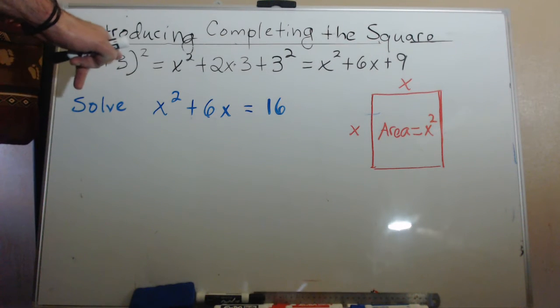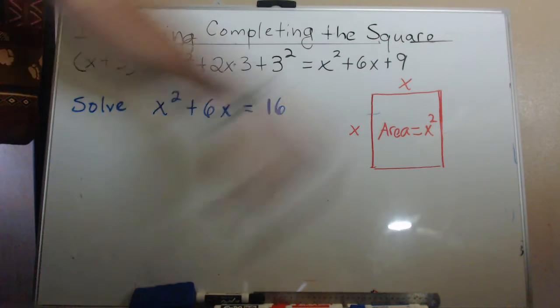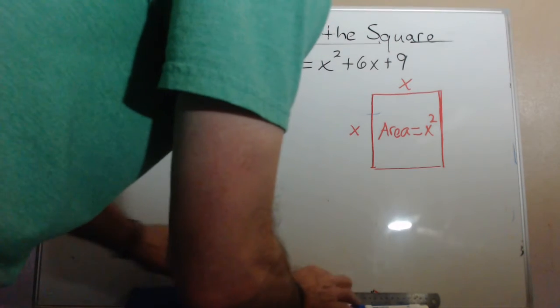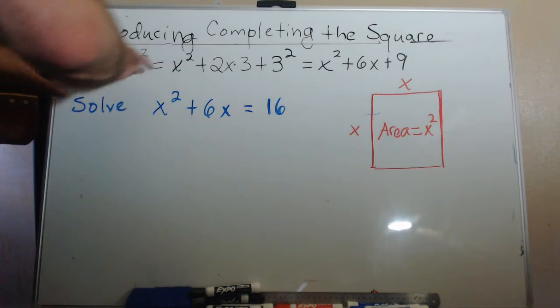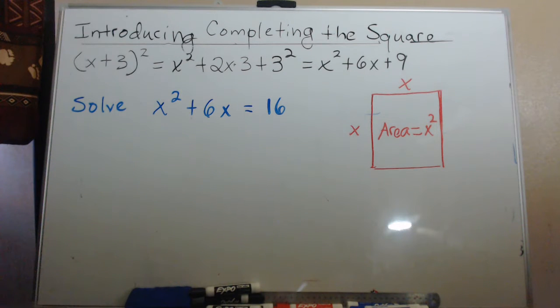Now, here's another example of squaring a binomial and getting a perfect square trinomial by the same approach that we saw just a few moments ago. And our overall goal is going to be to solve the equation x squared plus 6x equals 16. But before we do that, I want to talk a bit more about the binomial squared and the perfect square trinomial.